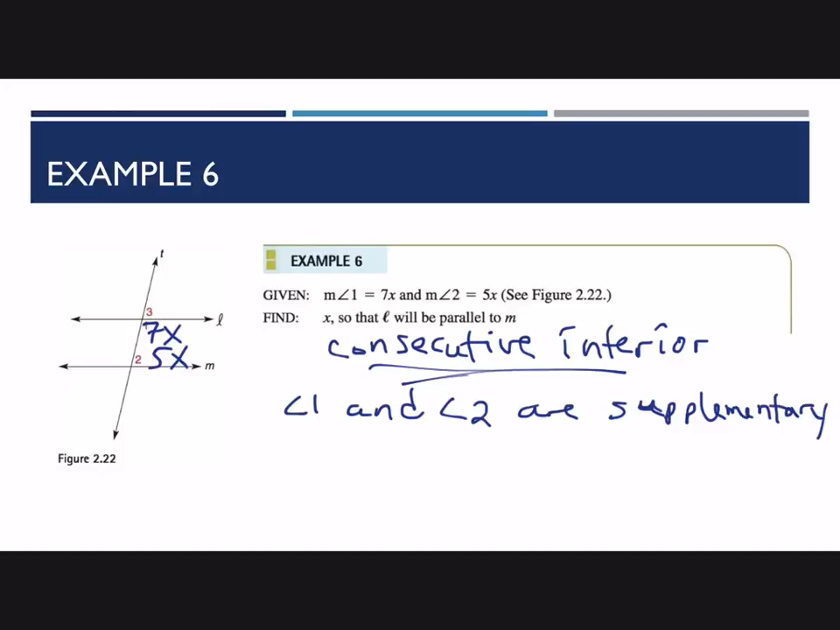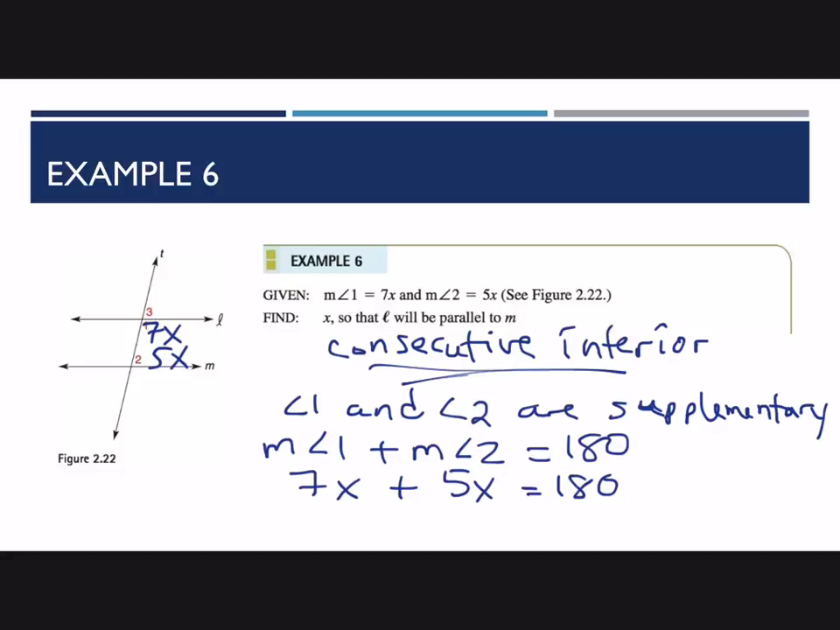Okay, so then we can translate this into an equation. What we want is for the measures of angle 1 and angle 2 to add up to 180 degrees. And then we can use substitution to substitute 7x and 5x in place of those measures. And then we are all set to solve for x. So we would have 12x equals 180, and then just divide both sides and you would get x equals 15.